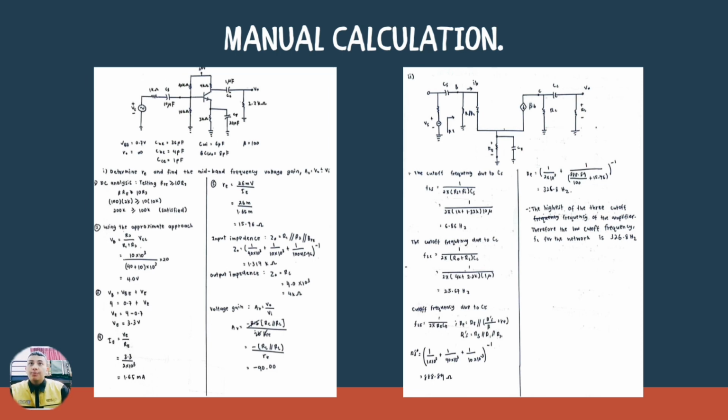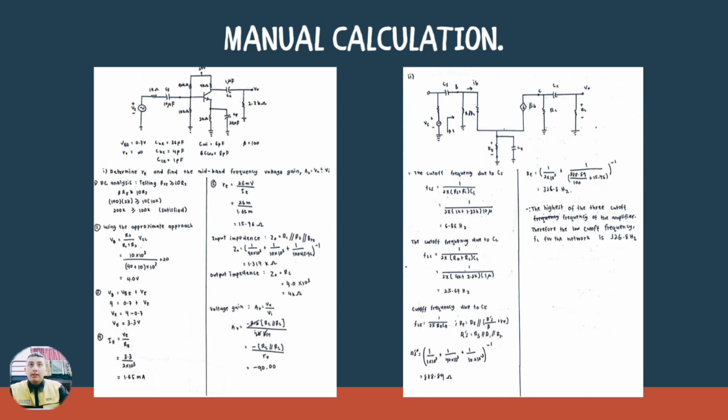15.76 ohm. So we can calculate the input impedance, Z input equals R1 parallel to R2 parallel to beta RE, and we get 1.317 kilo ohm. For output impedance, we use Z output equals RC, and we get 4 kilo ohm. And voltage gain, AV equals V output over V input, so we get negative 19.